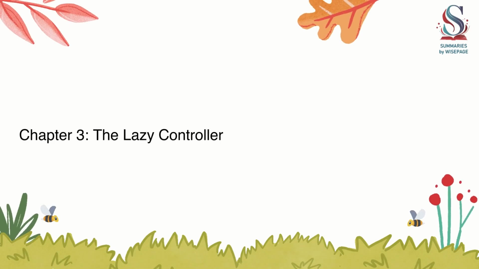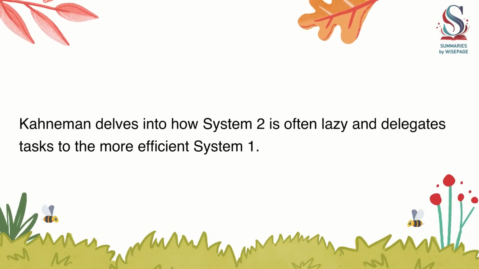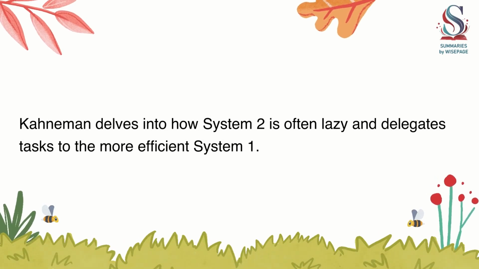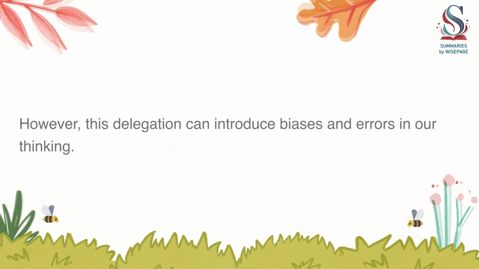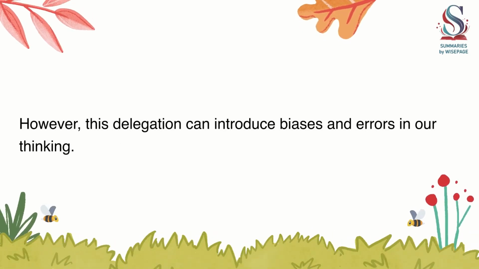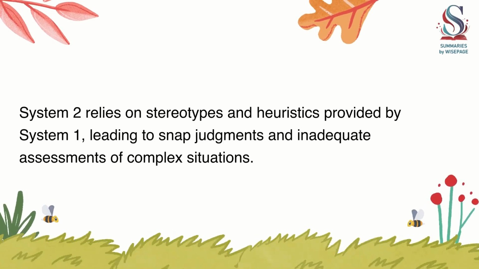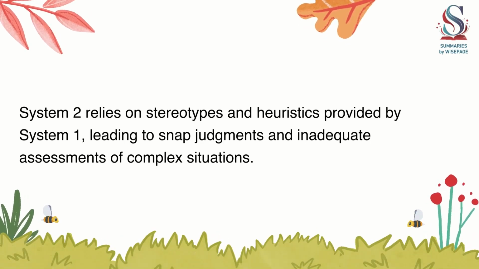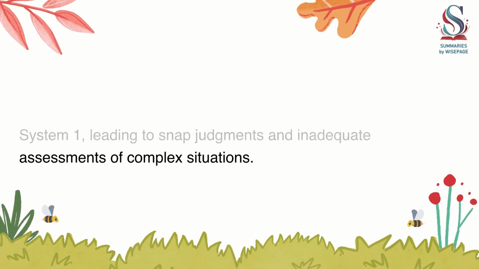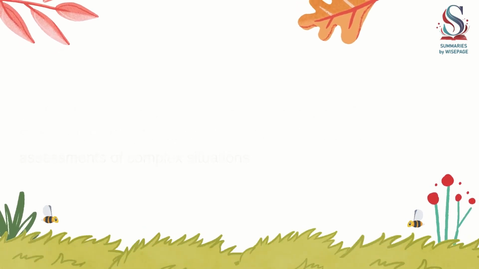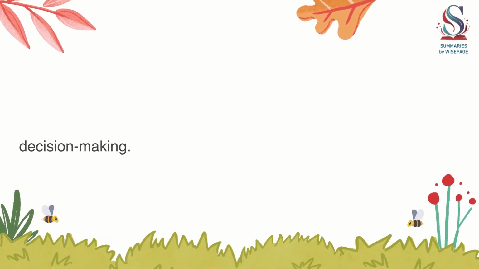Chapter 3: The Lazy Controller. Kahneman delves into how System 2 is often lazy and delegates tasks to the more efficient System 1. However, this delegation can introduce biases and errors in our thinking. System 2 relies on stereotypes and heuristics provided by System 1, leading to snap judgments and inadequate assessments of complex situations. He explores the concept of priming and its impact on decision-making.